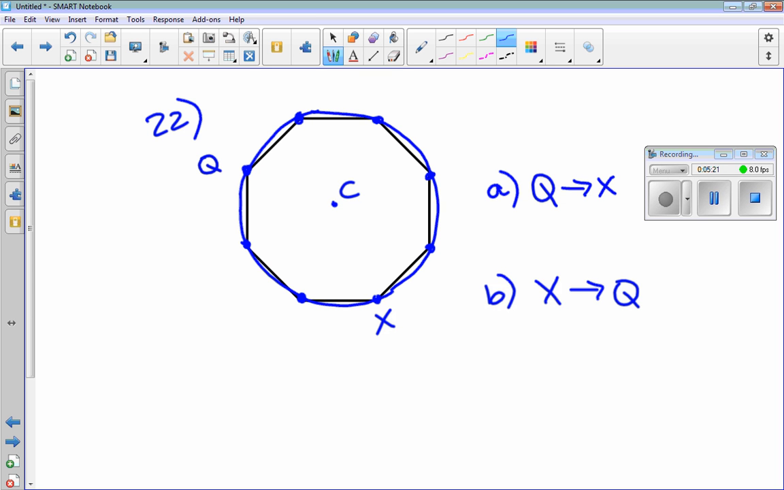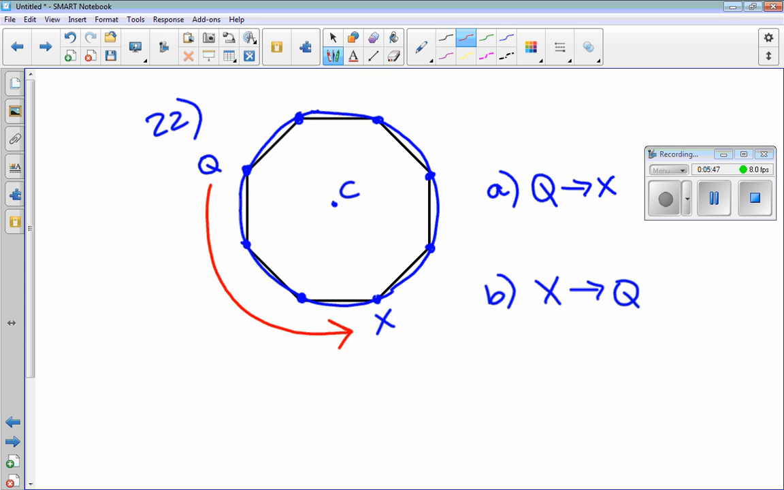So from Q to X, if we're looking at counterclockwise here, because it doesn't specify a direction, do you agree with that? So Q to X, we're going to always look at counterclockwise if a direction isn't noted. So from Q to X, we're looking counterclockwise. How do I figure out that degree of rotation? What do I need to do? Who remembers from class?